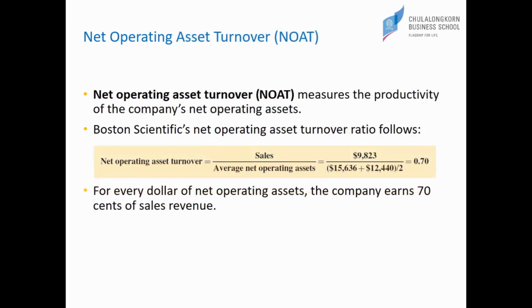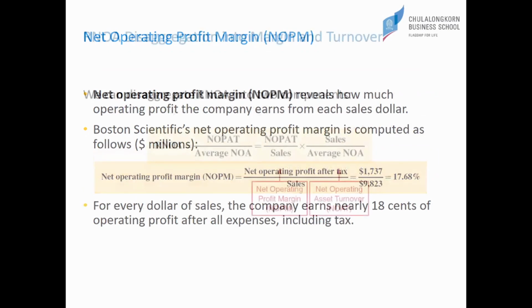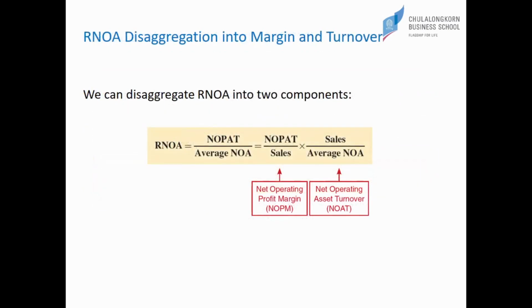And net operating asset turnover measures the productivity of companies' net operating assets. We can also calculate this for Boston Scientific, which is 0.7. So it means that for every unit of this operating asset, the company earns 70 cents of sales revenue. So that's how you can interpret it. And you would definitely want these two ratios to be increasing and higher, right? Because it will increase this RNOA, the return on net operating assets.